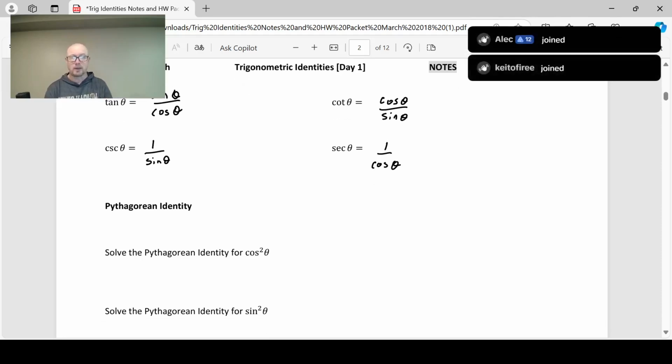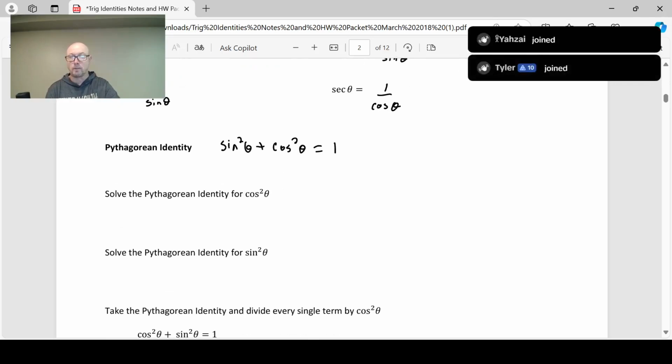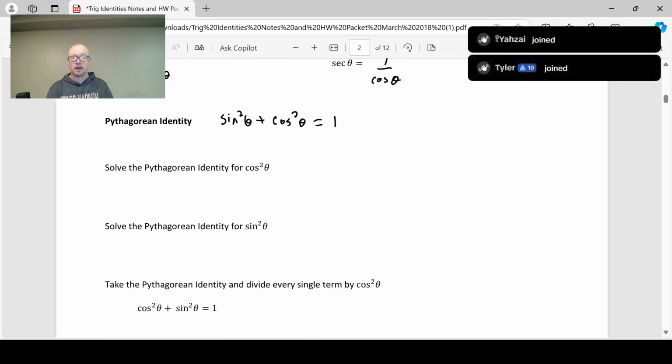Okay, so what do we know about the Pythagorean identity? Well, the Pythagorean identity is sine squared theta plus cosine squared theta is equal to 1. In my first problem, we're going to solve the Pythagorean identity for cosine squared theta. This is a common thing that students miss. So if I solve for cosine squared theta, that's going to be equal to 1 minus sine squared theta.